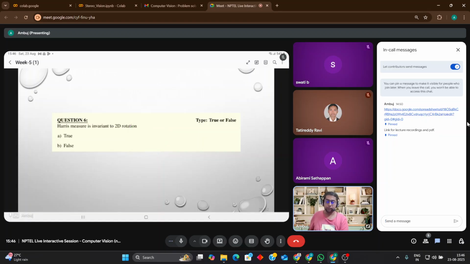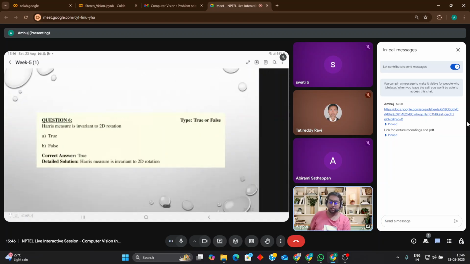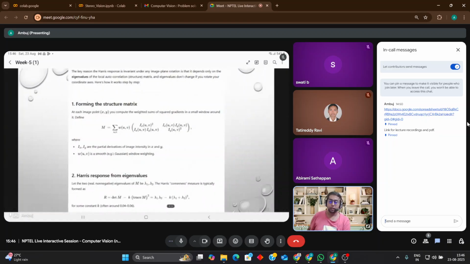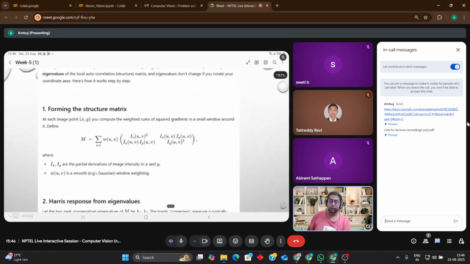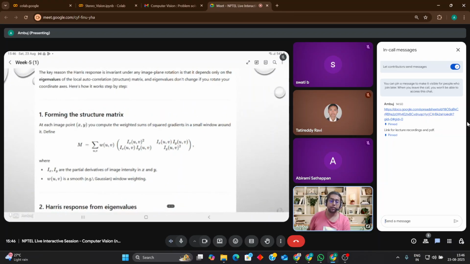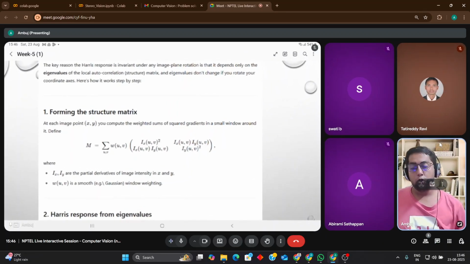Okay, no problem. It's a true statement. The key reason why the Harris response is invariant to any image plane rotation is that it depends only on the eigenvalues. The local autocorrelation matrix and its eigenvalues won't be changing. If you rotate the coordinate axes, still they won't be changing.